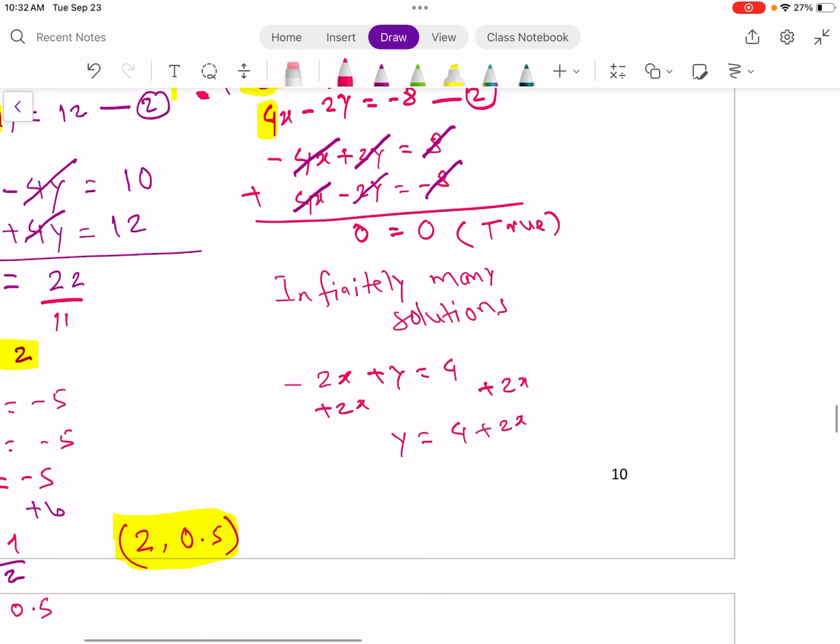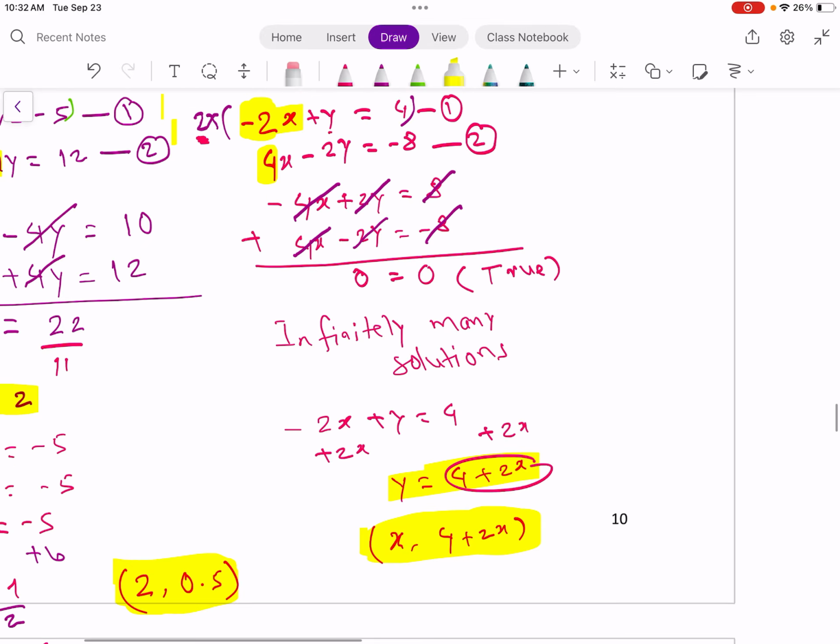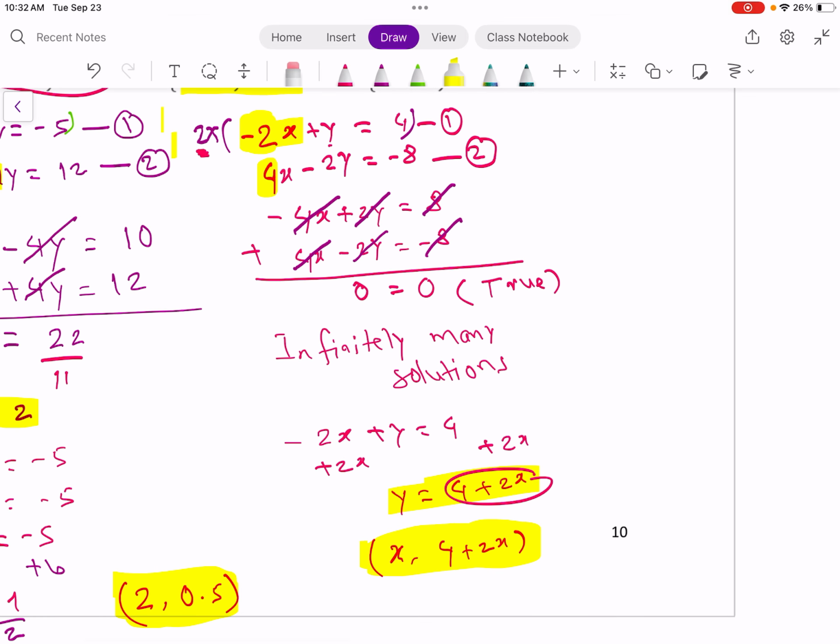So this is our y. The solution, our x coordinate is x and our y is 4 plus 2x. So this is the solution for this system of linear equations. Or you can write it in terms of y: you solve one of these equations for x, and you can have your answer in terms of y. So this is the case where we have infinitely many solutions.